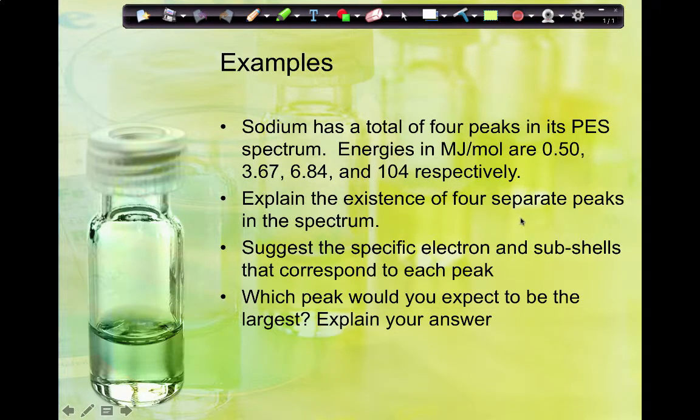So let's look at this one. Sodium has a total of 4 peaks, and it's PES. And the energies correlate to the following. Explain the existence of 4 separate peaks. Well, you already know if you have a peak, that indicates that there are basically 4 groups of electrons.